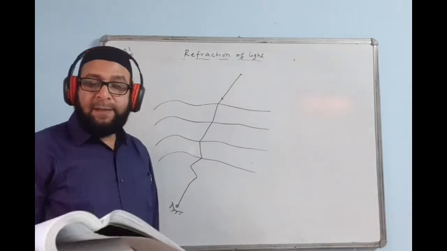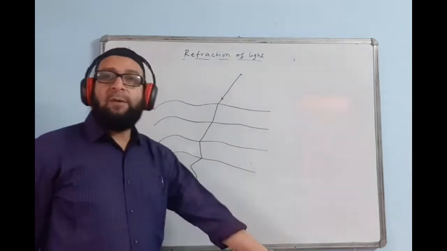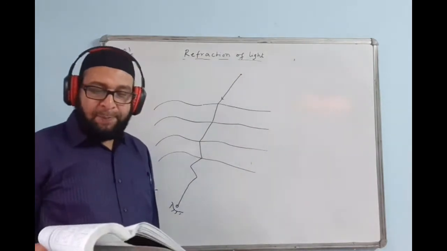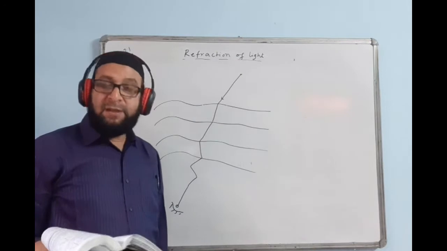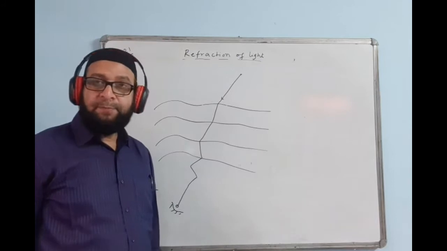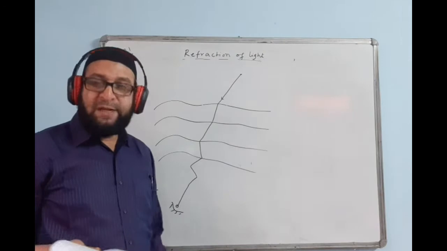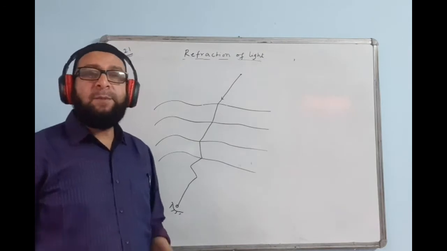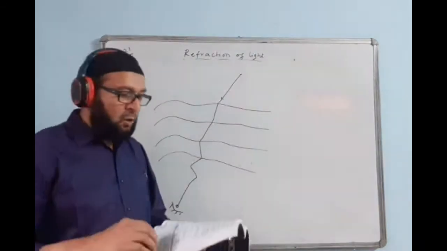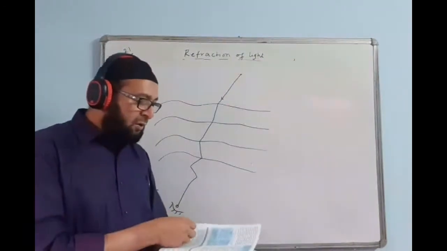A print appears to be raised when a glass slab is placed over it. This is also due to refraction. A piece of paper stuck at the bottom of a glass slab appears to be raised when seen from above, same reason. A tank appears shallower than its actual depth. We know this also. A person's leg appears to be shorter when standing in a water tank. You see, the person's leg appears shorter than its actual size. So these are all caused by refraction.